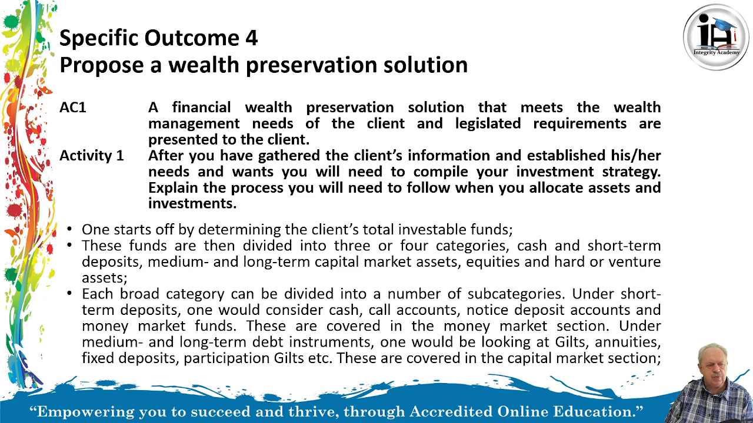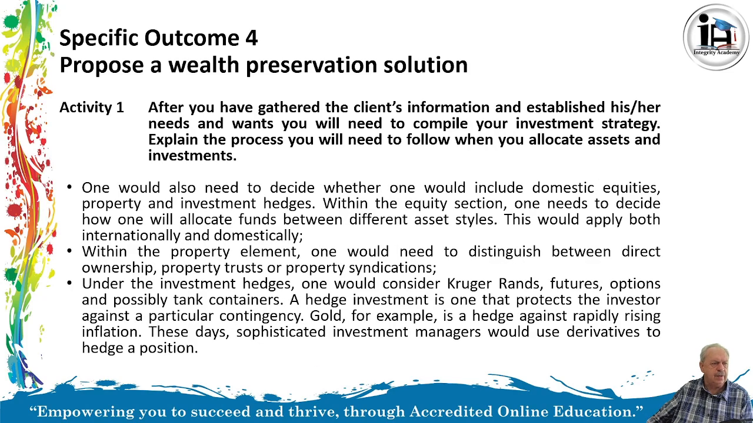Each broad category can then be divided into a number of subcategories. Under short-term deposits, one would consider cash, call accounts, notice deposit accounts, and money market funds. These are covered in the money market section. Under medium and long-term debt instruments, one would be looking at gilts, annuities, fixed deposits, participation gilts, etc. And these one can have a look at in the capital market section.